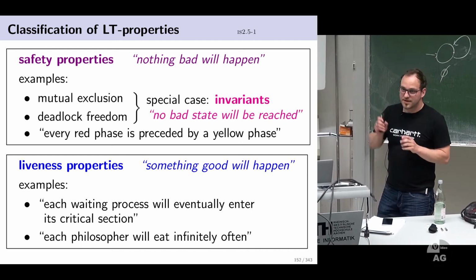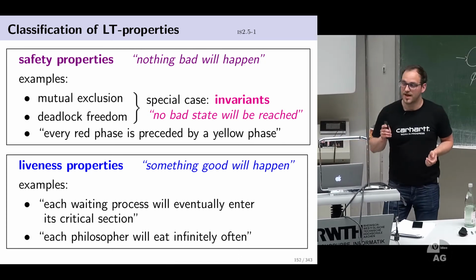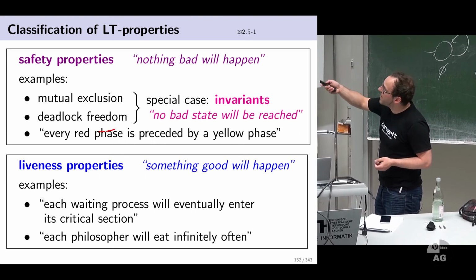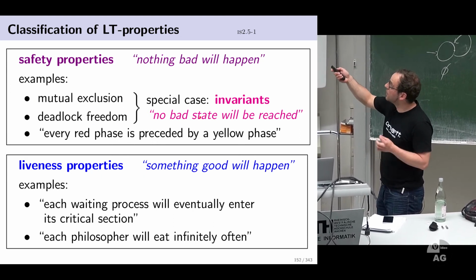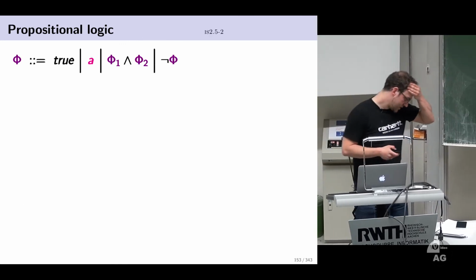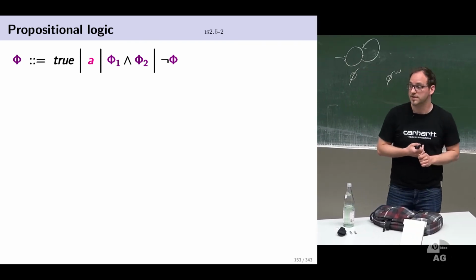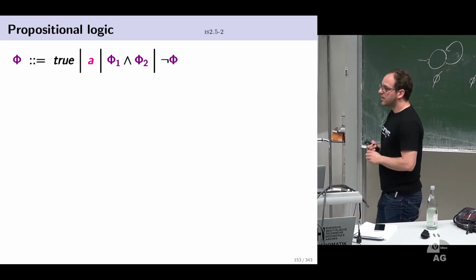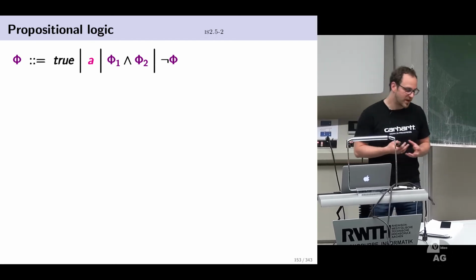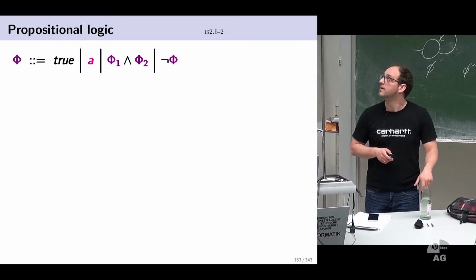So the categorization we will use is that the first 2 are called invariants. It essentially boils down to no bad state, bad in the sense of violating this local property, will ever be reached. This is the first subset of LT properties that we're going to look at in detail now: invariants. I've already said invariants are local things. And as it turns out, we can characterize invariants just by propositional logic. And how do we do this?